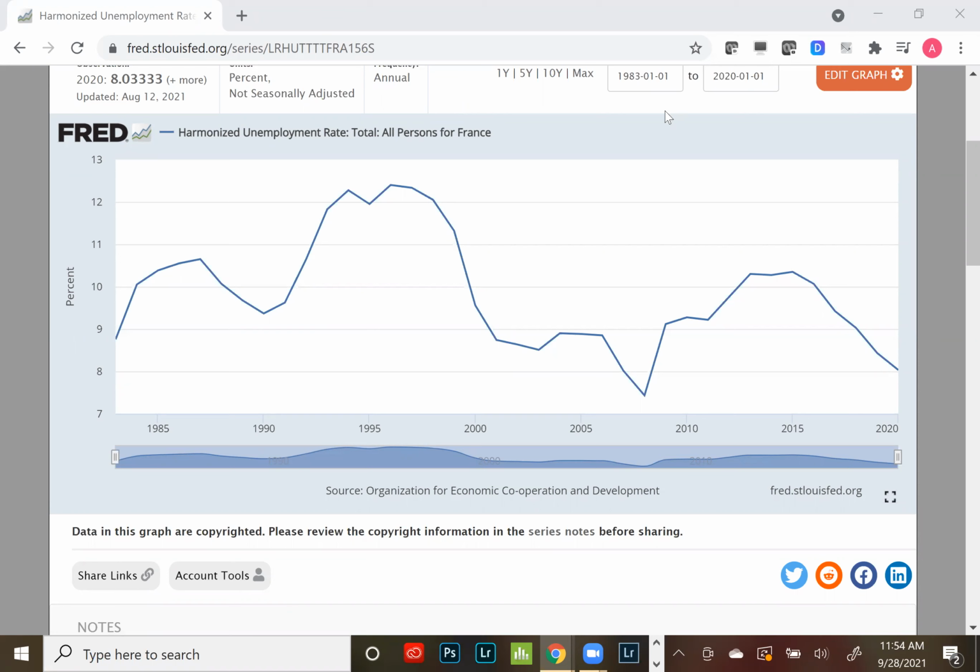Hopefully we'll never see anything even close to that again. But anyway, one of the reasons why the unemployment rate is so high in France is because the labor laws are very, very rigid. In other words, it's very, very difficult to fire people in France. So when you hire somebody, you better be serious about it, because you're probably stuck with this person potentially for the rest of their life.